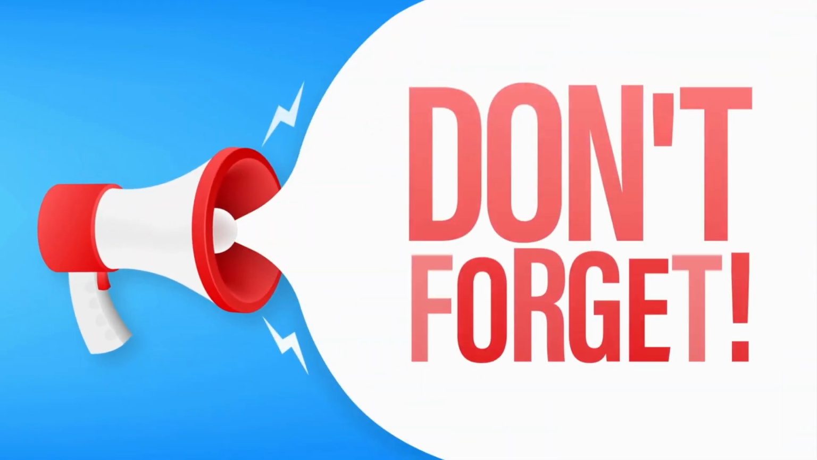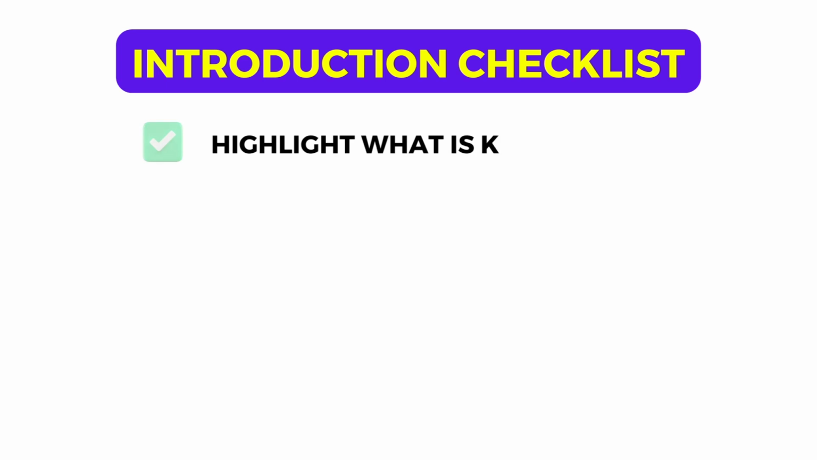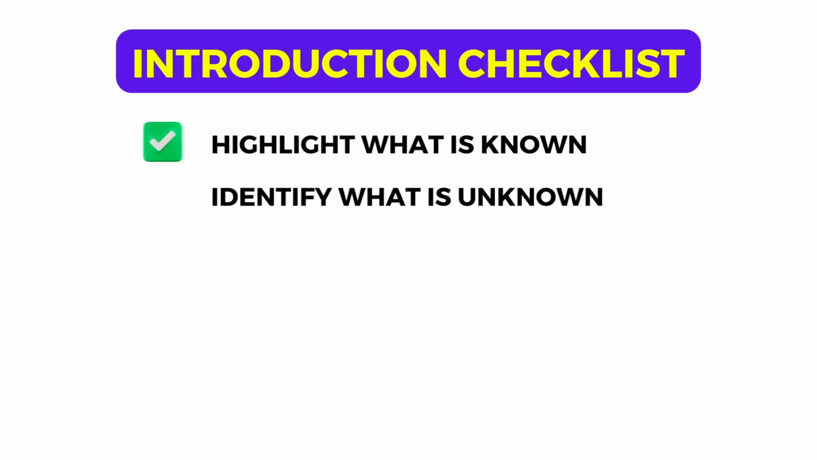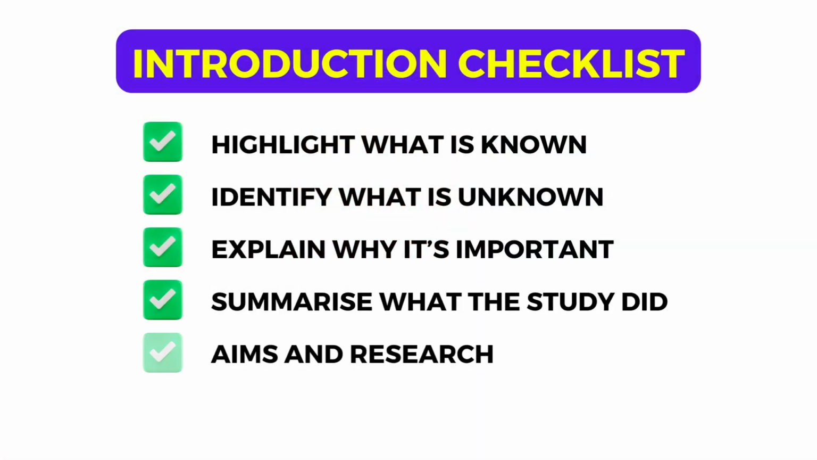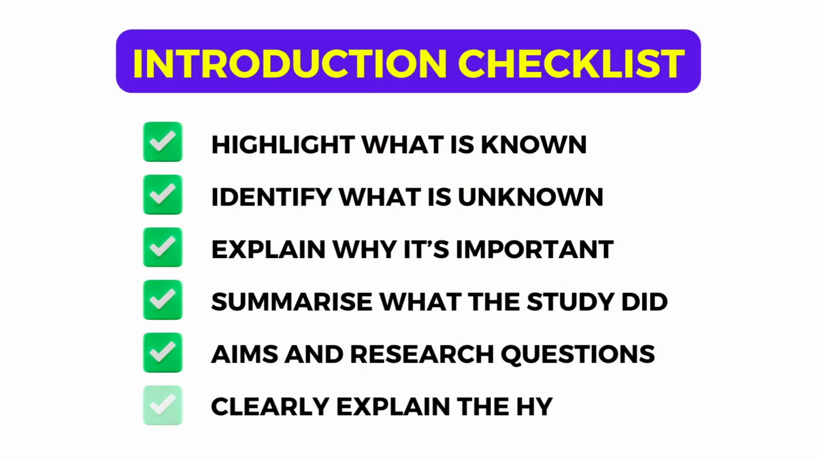Then we want to double check that we've highlighted what is known in our research area, identified what is unknown, explained why it's important to find that information out, provided the summary of our study, that we've included our aims and research questions, and that we've explained our hypotheses clearly to the reader.